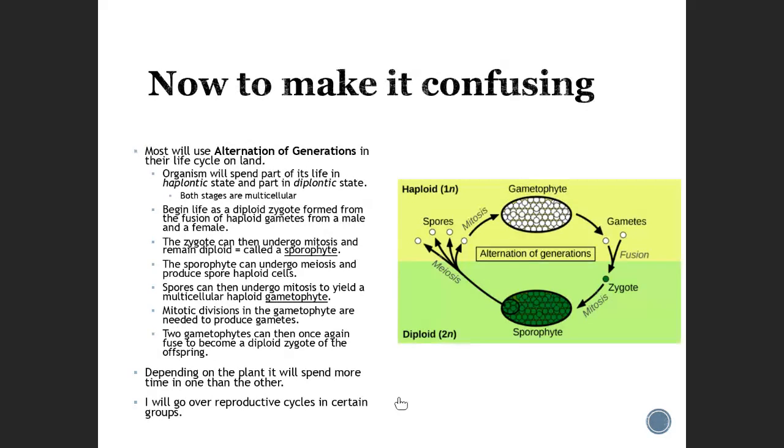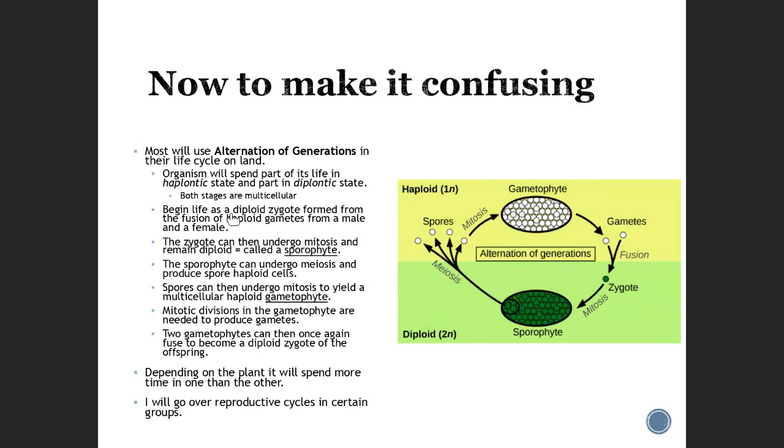So this is one of the things I hate about plants, is they just make this confusing. So they're going to use what's called an alternation of generations in their life cycle. So it's going to have part of its life where it's going to be in the haploid state, and part of its life is going to be in the diploid state. So remember, haploid has half the number of chromosomes, and diploid has 2 sets, the mom and the dad coming together. So if we kind of go through right here.